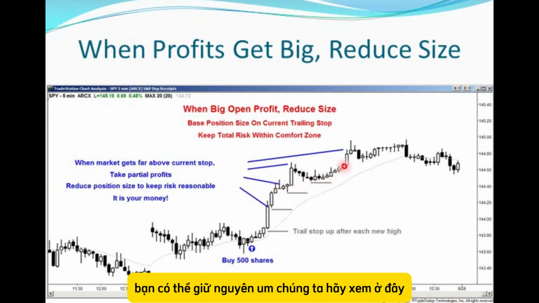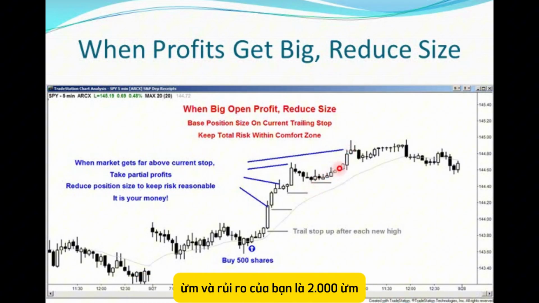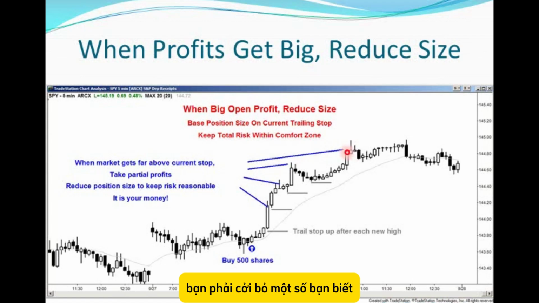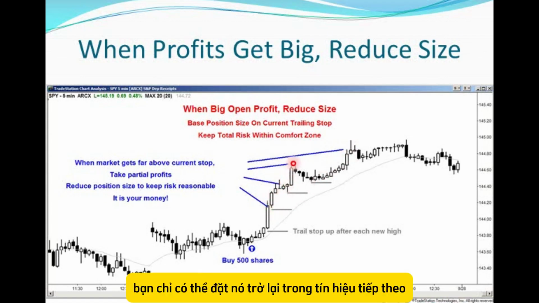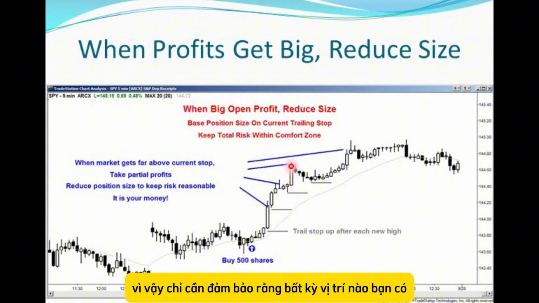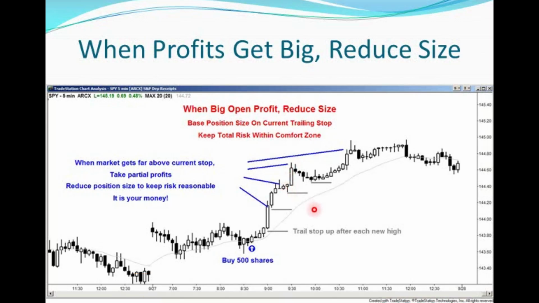Let's say over here the market starts getting very far above your stop, and your risk is up there at 2,000 ticks, and your maximum risk is normally 1,000. You've got to take some off. If you take some off in here, you can just put it back on the next signal and then start the process over again. So if you buy above this bar, your stop is now here. So just make sure that whatever position you have, you're not risking more than your 1,000 ticks.